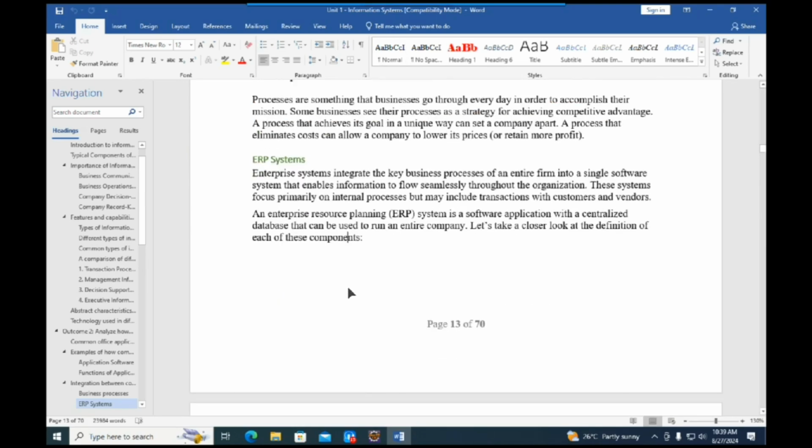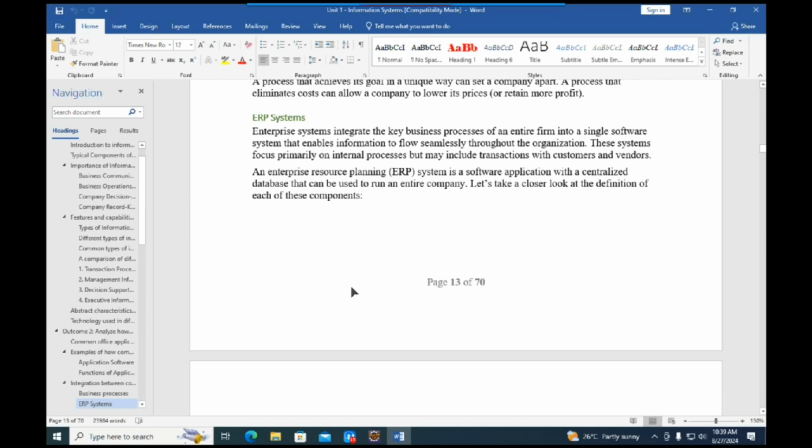Then we need to also understand what enterprise systems mean. ERP systems are systems that integrate the business processes of an entire organization or an entire industry into a single software system that enables information to flow through the organization. So all the business processes in a college put in one system, all the business processes in a manufacturing company put in one system, and that one system allows the flow of information from one department to another, from one office to another. We call that an enterprise resource planning system.